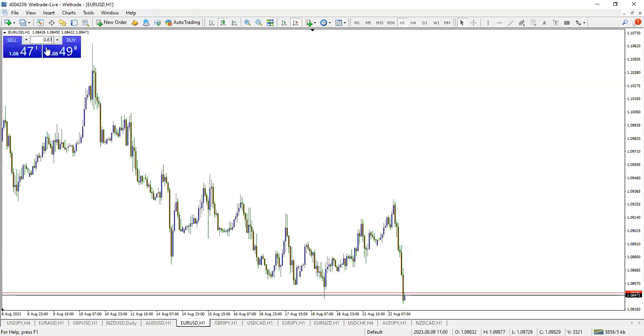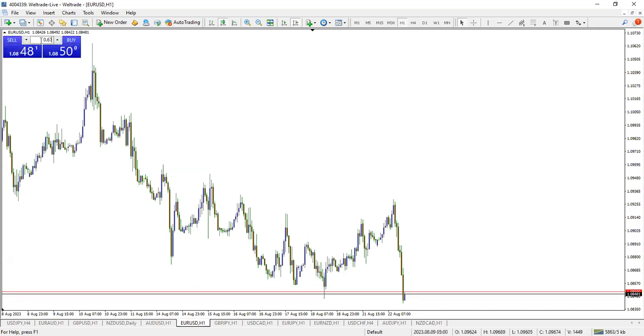So this should be my lot size. If I'm going to buy or sell EURUSD, this should be my lot size, right? So if I had a 10,000 USD account, my lot size for this trade is 0.67. And my stop loss on that trade would be 30 pips.